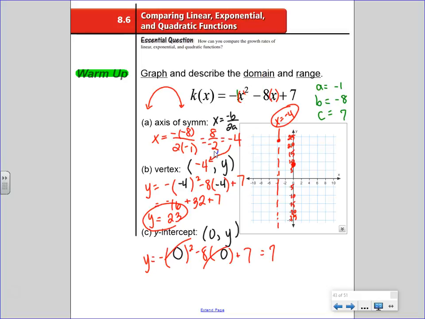I'm gonna go 2 boxes over this way because of symmetry, right? Like a butterfly. What's on one side will copy on the other. And how do I finish my parabola? And then that's how you know how narrow or wide it is.